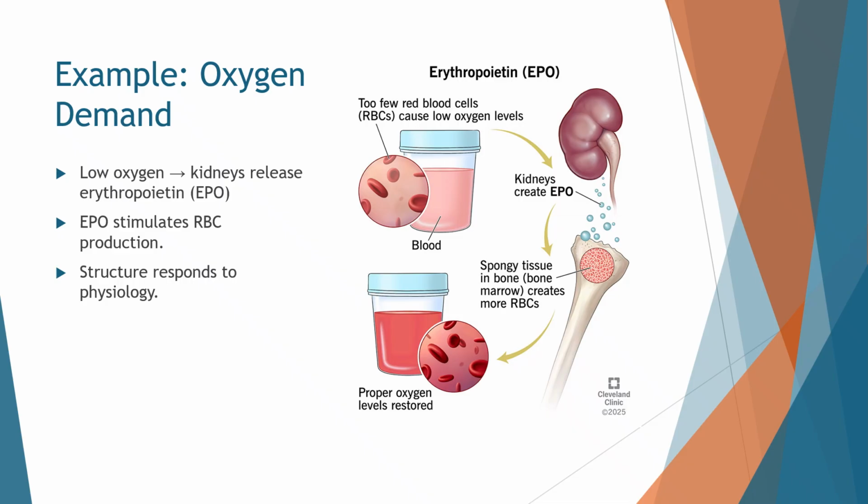Important concept here: structure responds to physiology. What you see on the slide under the microscope is often the downstream effect of systemic signaling. So when you see increased erythroid precursors, your brain should immediately ask, what physiologic stress is driving this? That's histotechnologist thinking.